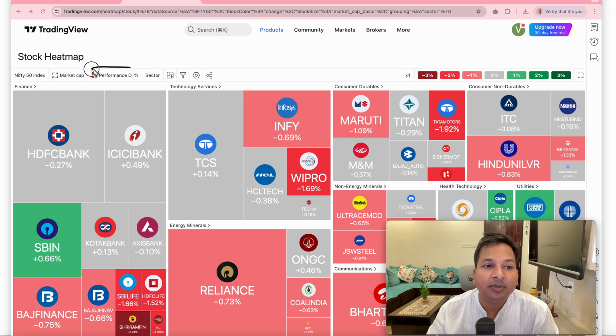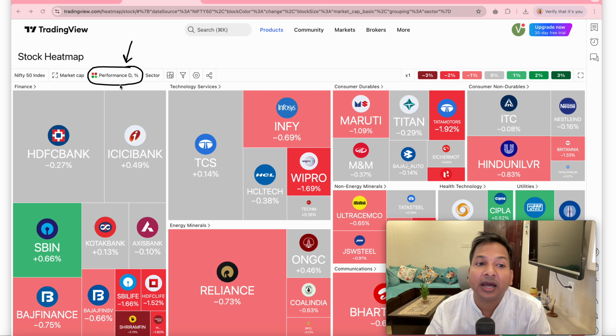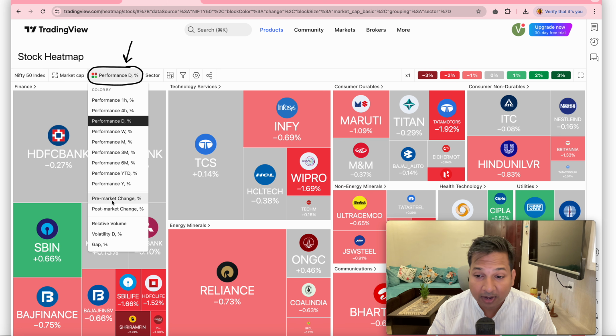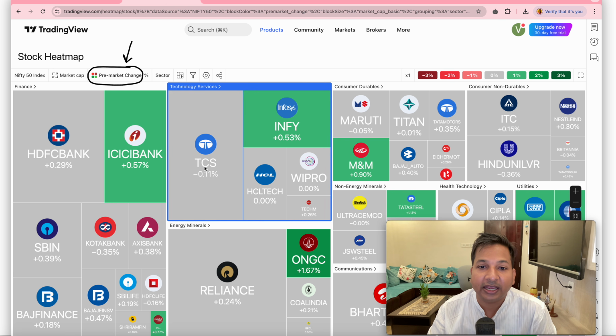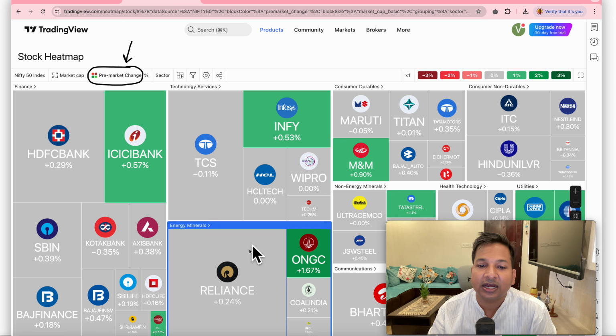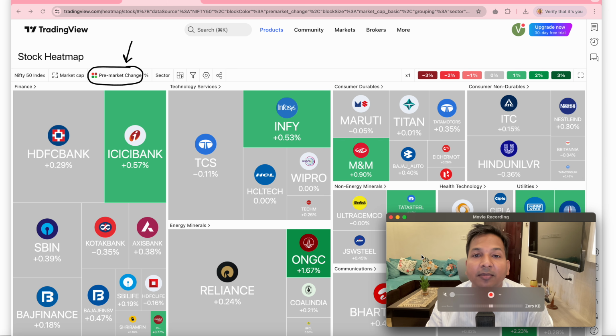Now this is showing performance D, meaning daily performance, after the day has closed. But I want to know what the performance was when the market was at 9:15, because I want to decide whether I have to do intraday trading in the bearish direction, the bullish direction, or avoid it totally. So I have to change performance D to pre-market. If you click here, something comes as pre-market change percentage. Click this and you can see most of the things are in white color. So you can conclude that today the market could be sideways, so you should avoid it.